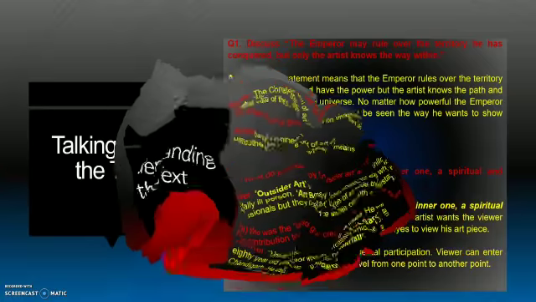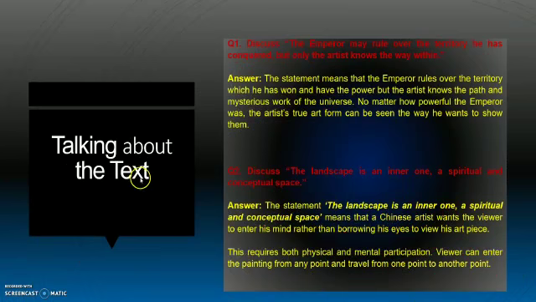Now let's move to the second part, talking about text. In this we also have two questions. The first one is, discuss the emperor may rule over the territory he has conquered, but only the artist knows the way within. Means the emperor, that is the king, may rule that territory, that is his kingdom that he has conquered, which means won. But it is the artist who knows the true way. That means the emperor rules over the territory which he has won and has the power, but the artist knows the path and mysterious work of the universe.